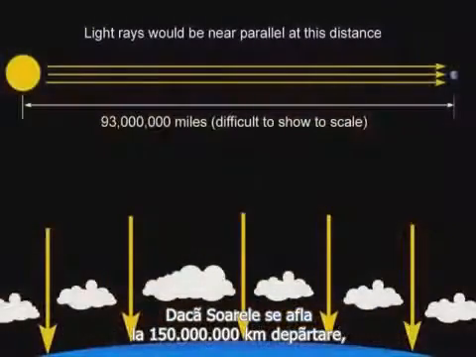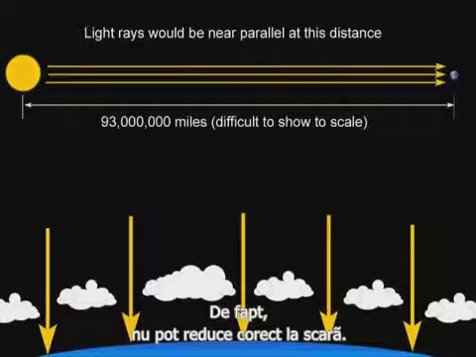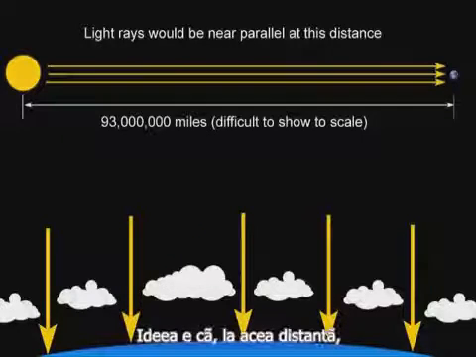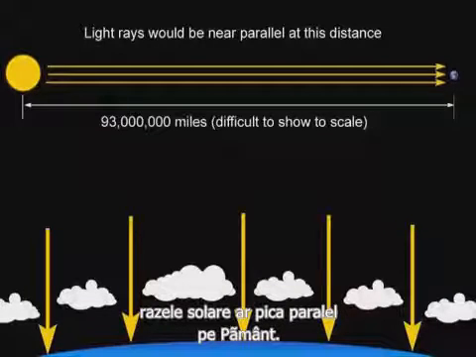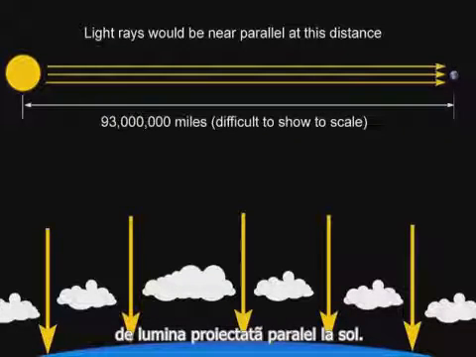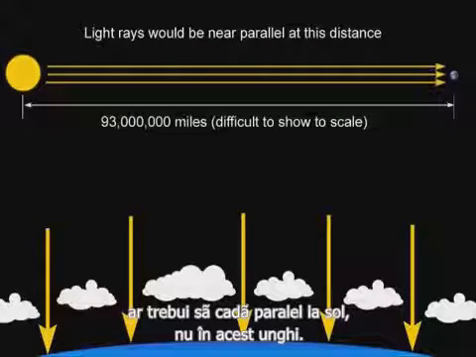If the Sun was 93 million miles away, as I show in this diagram, well, actually I can't really show 93 million miles to scale here, because if it was, the Earth would probably be in the next town. The point is that at that kind of distance, all the light rays from the Sun would be parallel near enough. And, if you recall, Eratosthenes' calculation of the circumference of the Earth actually depends on the light being parallel from the Sun. So, when the light shines through broken cloud, it would hit the ground parallel, rather than at this kind of angle.